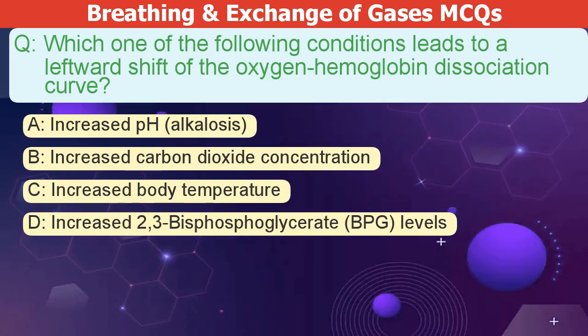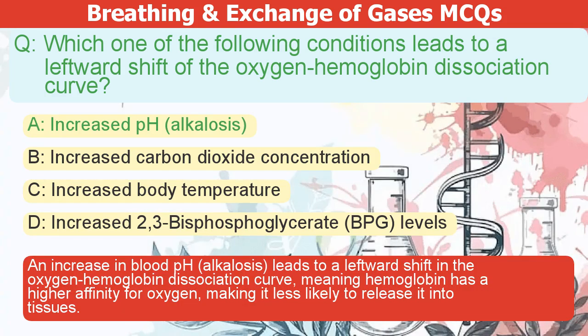Which one of the following conditions leads to a leftward shift of the oxygen-hemoglobin dissociation curve? A. Increased pH, alkalosis. B. Increased carbon dioxide concentration. C. Increased body temperature. D. Increased 2,3-bisphosphoglycerate, BPG, levels. The correct answer is A.